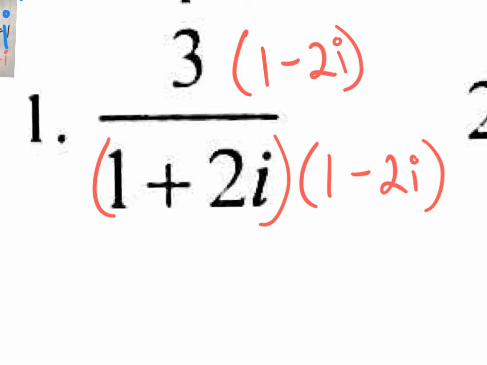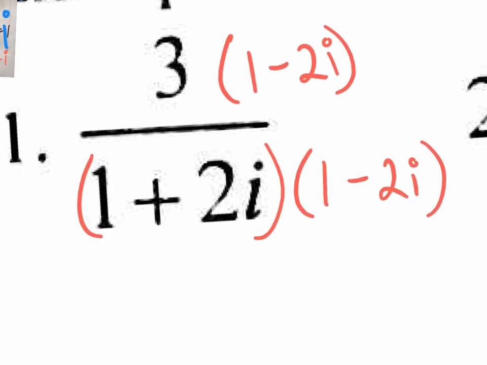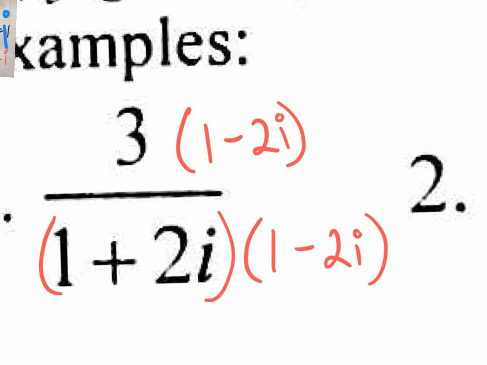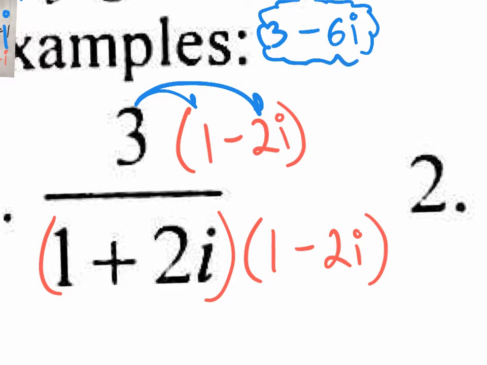Up on top, there's hardly any space, but here we go. 3 times 1 is 3. 3 times negative 2i is negative 6i. That's what we have on the numerator. I want to put a little cloud around it, and put an N for numerator right there.